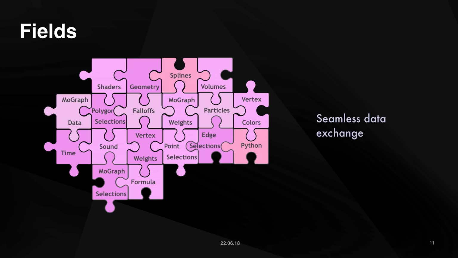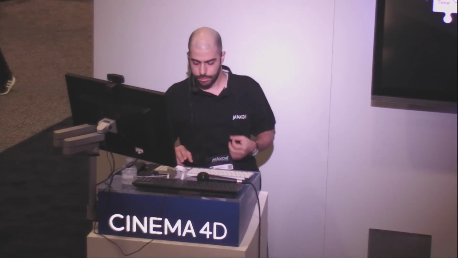So we have all these different data that are coming into Cinema: shaders, sounds, volumes, weight maps, vertex colors, geometry information, splines, and more. And we can blend them together. We can combine them. Each one of these data types is basically a different field, and we can combine the different fields together.